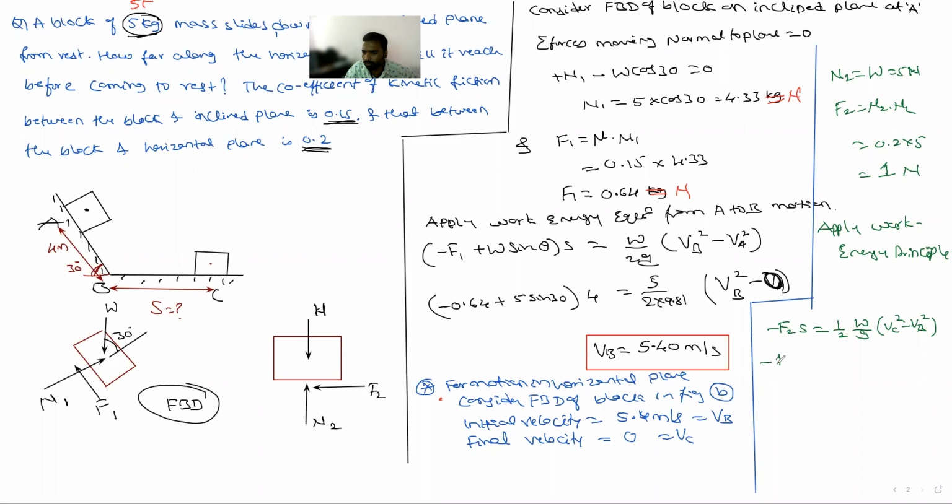What is F? It is 1. I want to determine the value of S. Half, what is weight? Weight is equal to 5 Newton, divided by 9.81, into Vc square. Vc is 0, minus Vb is 5.4 square. Okay, calculate the value of S. Yes, this is what he is asking.